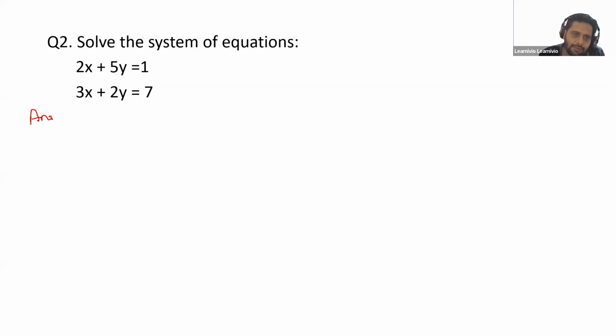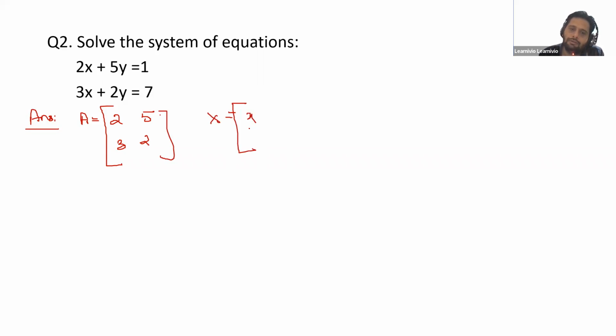In these types of cases, first of all, we need to write A. Who can tell me? Josefa, can you tell me what is matrix A? Very good, Josefa. 2, 5, 3, 2. Very good. Then X you already know. X is what? Variables X and Y. Then B is what? B is 1, 7. Very good, Josefa. So we know the formula that X is equal to A inverse B.